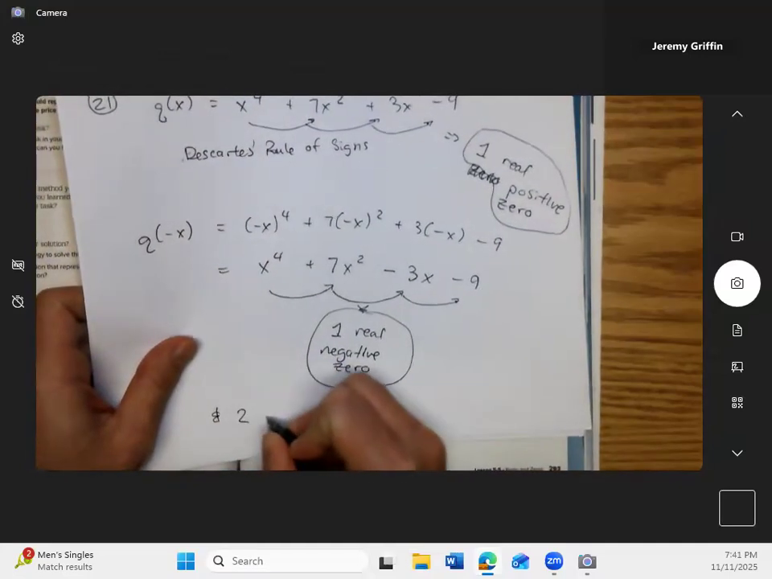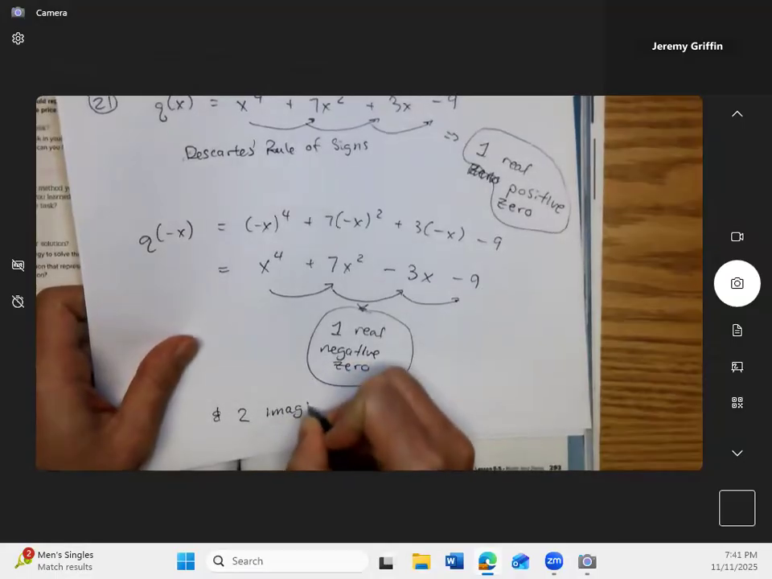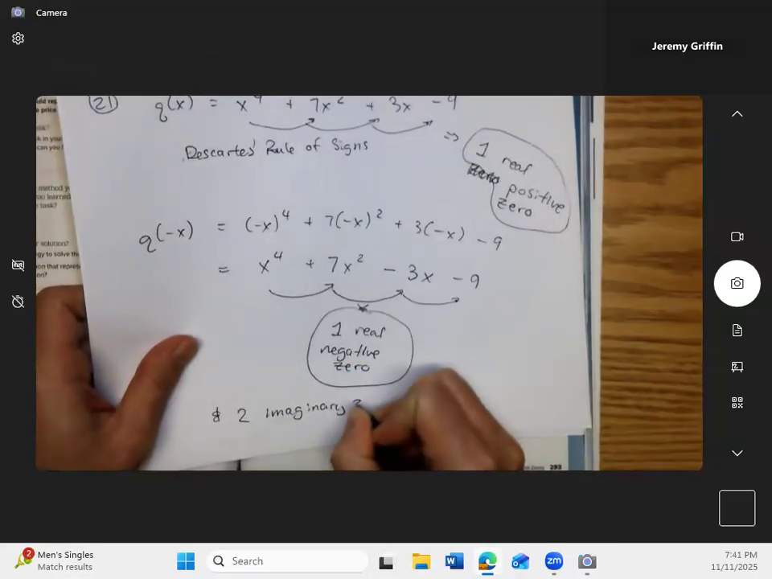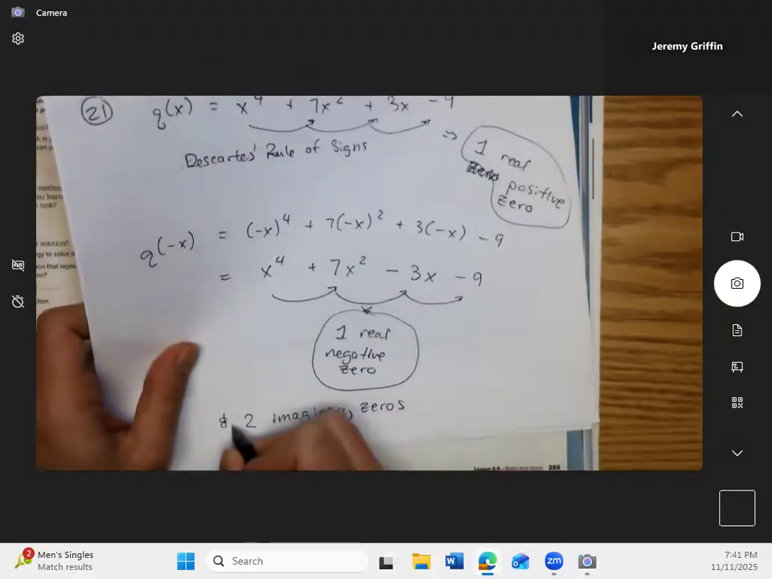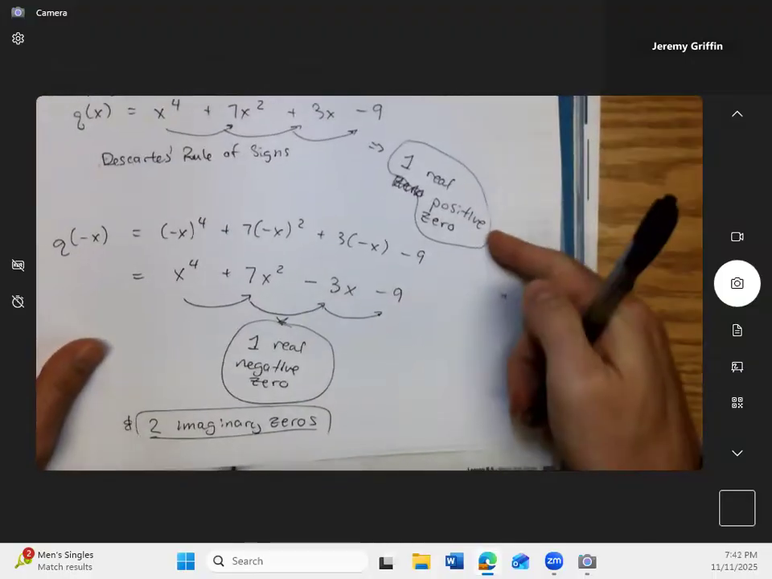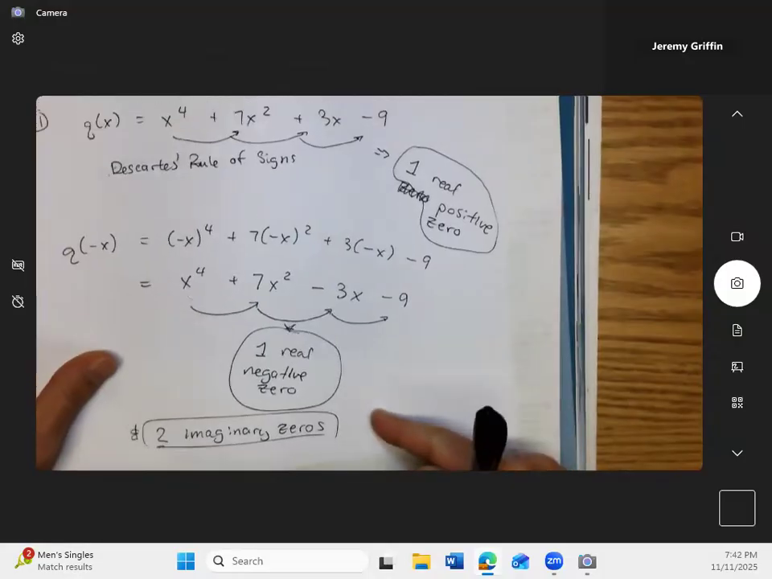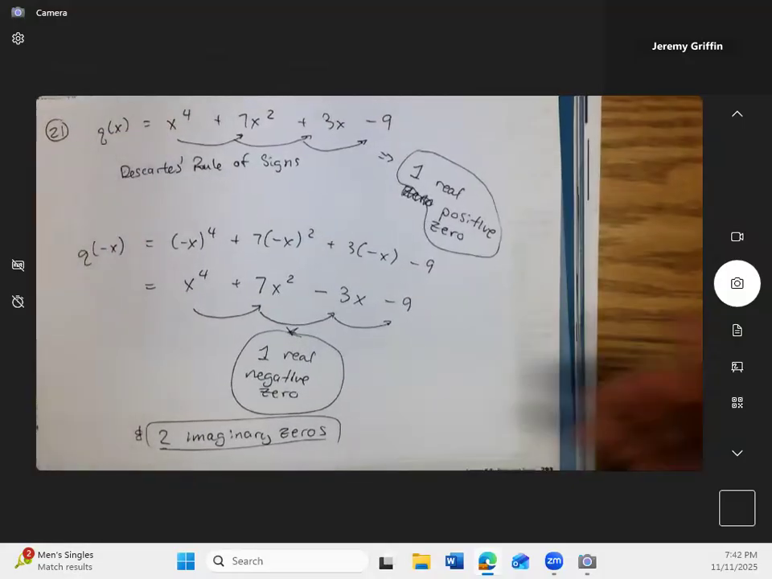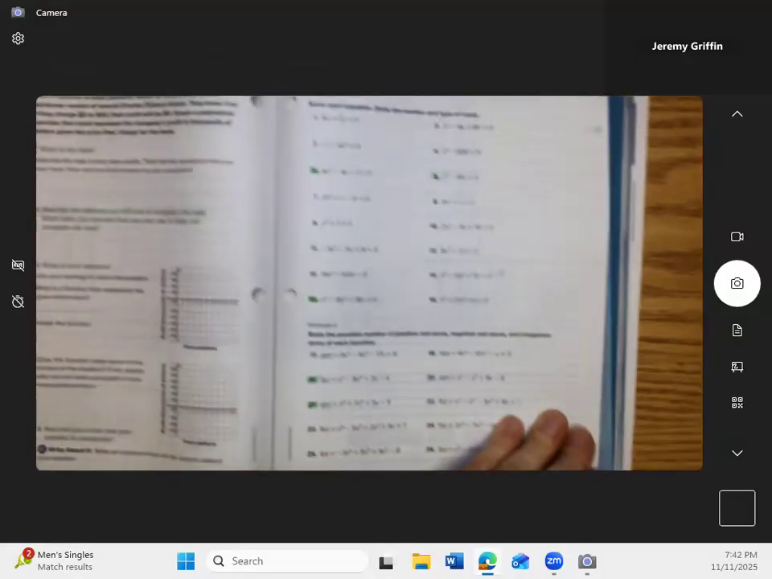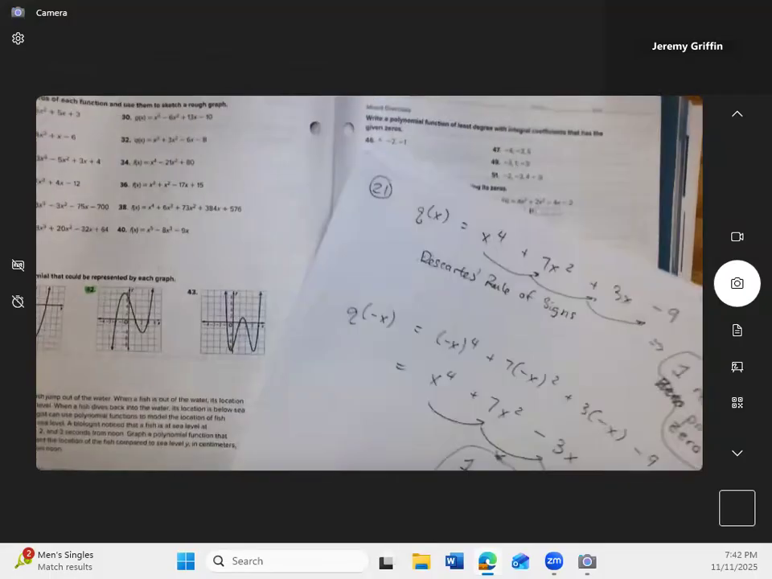And also there's 2 imaginary zeros. There you go, and that's the full answer: one real positive, one real negative, and 2 imaginary. That brings you up to 4. Doing good, doing good.